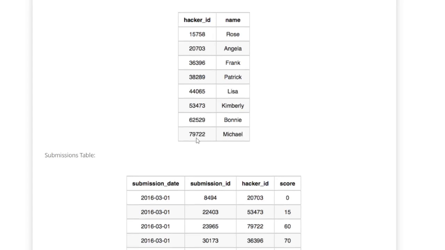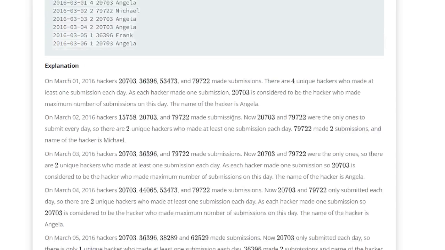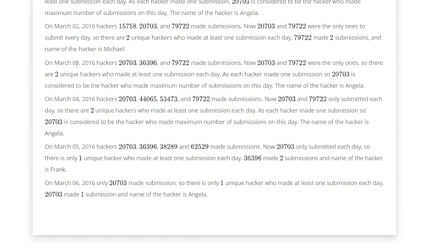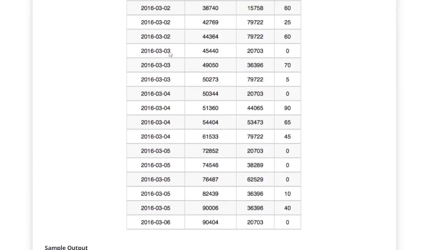So 79722, Michael. So I will print Michael. I hope you understand. And let's just see for the 3rd of March also. So on the 3rd of March there are 3 records only. Now this 20703 was available on the 2nd of March also, and on the 1st of March also.